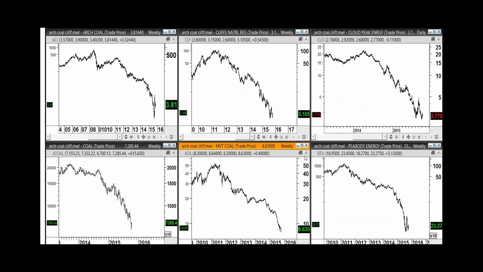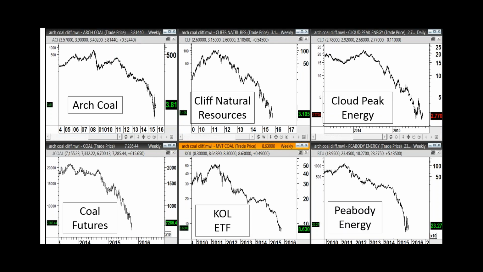Another thing we're going to want to look at is we all know that the coal industry has had a couple of challenges, and obviously it's more than a couple. So 3 weeks from now, we're going to drill down, no pun intended, into the coal industry. We're going to look at Arch Coal, Cliffs Natural Resources, Cloud, coal futures, the coal ETF and Peabody Energy. These are the opportunities that we see that are very rare on 30-year patterns, beat up areas.